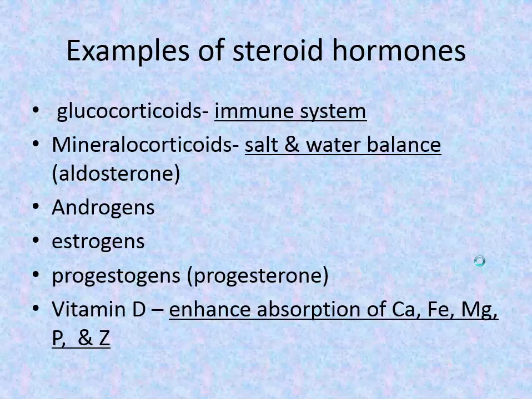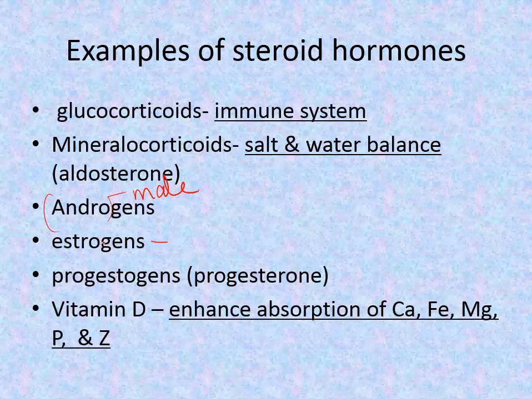So here are some examples of steroid hormones. And I've put on here a way for you to know what they deal with. So glucocorticoids are with your immune system. Mineralocorticoids have something to do with your salt and water balance. So they probably act on what organ do you think? That's right, your kidneys. Androgens, if you remember the prefix andro, do you remember what that was from?